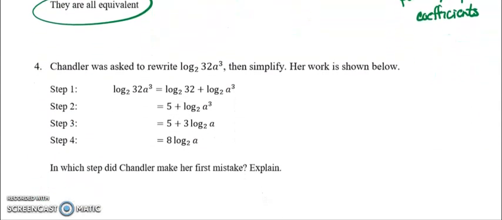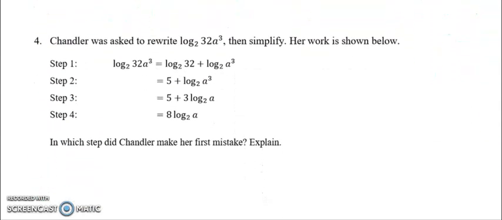And then number 4, Chandler was asked to rewrite log base 2 of 32a to the third and simplify her work as shown below. So she starts off with log base 2 of 32a cubed, and then she splits the multiplication with addition. That's great. Then she says log base 2 of 32 is 5. So that's really asking you the question, 2 to what power is 32? 2 to the 5th is 32, so that's good.